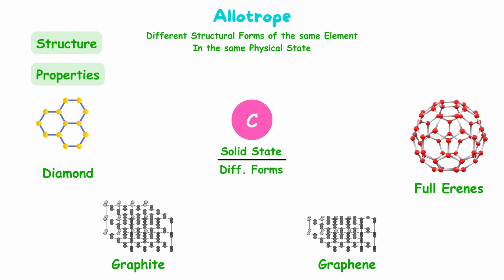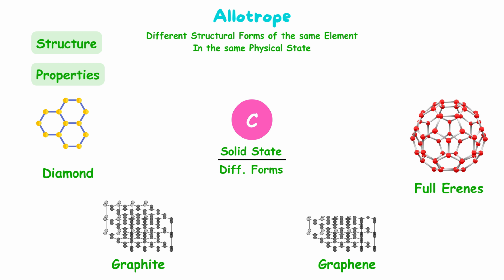Allotropes are simply different structural forms of the same element that exist in the same physical state. So when we talk about carbon in its solid form, it can take on a variety of structures including diamond, graphite, fullerenes, and graphene, all of which are allotropes of carbon.